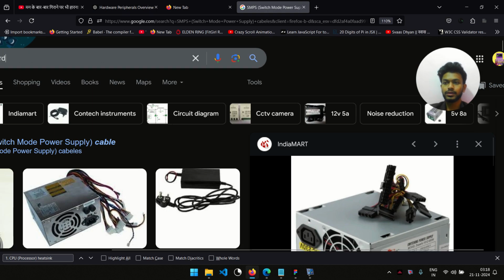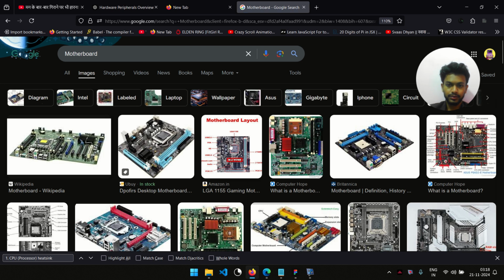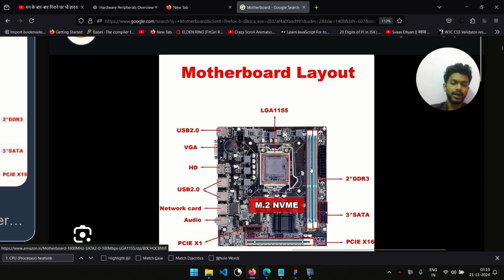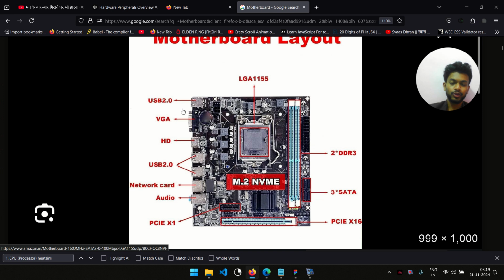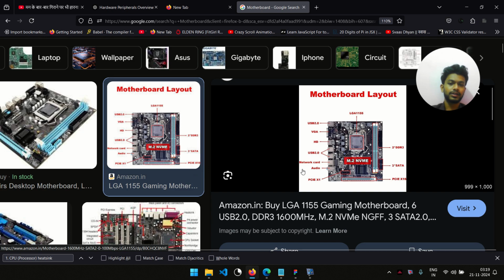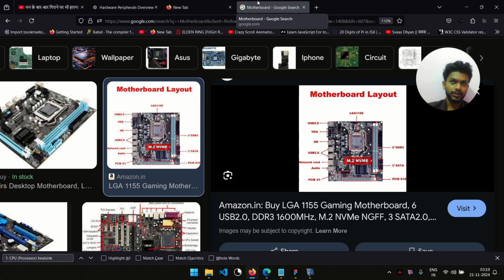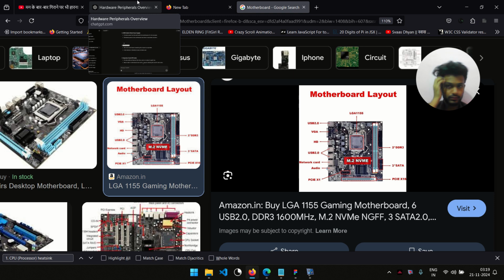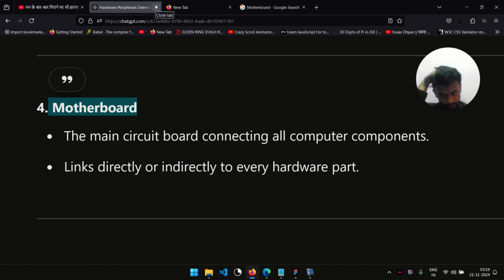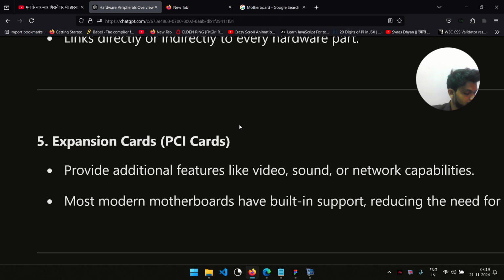So let's just open the motherboard. So this is the motherboard. In the motherboard we have a silicon chip, heatsink, CPU, and different components. Basically, a motherboard is a board on which all the components of a computer are present. The computer's components are connected to it directly or indirectly. Let me write motherboard as well.